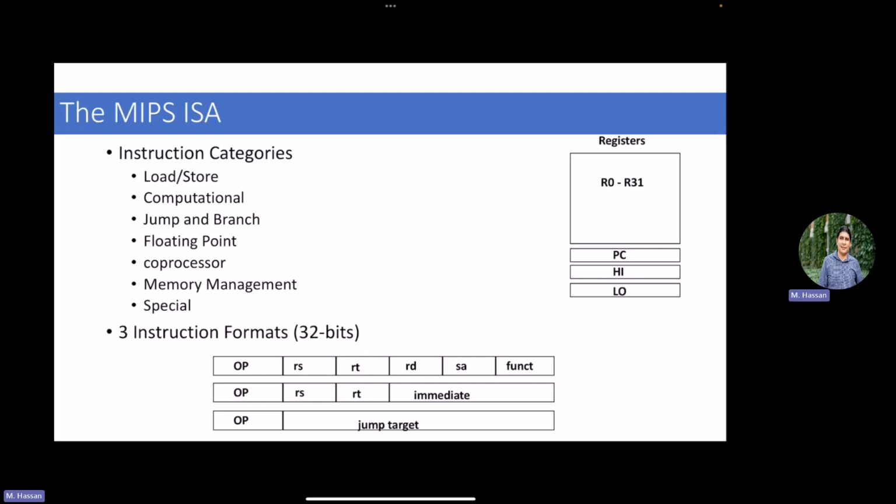So if you want to move data between two memory locations, this cannot happen in a single instruction. You have first to bring it from the memory to a register, and then write it from a register to another memory location.